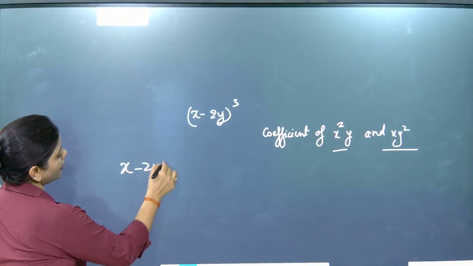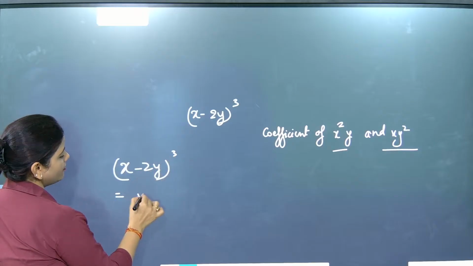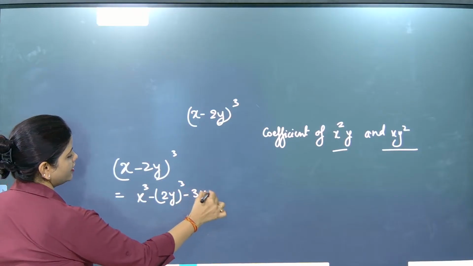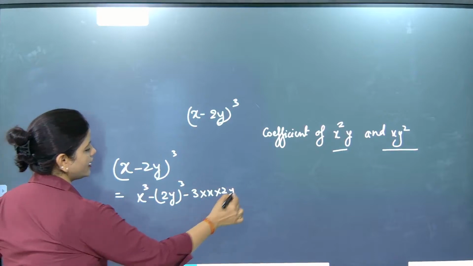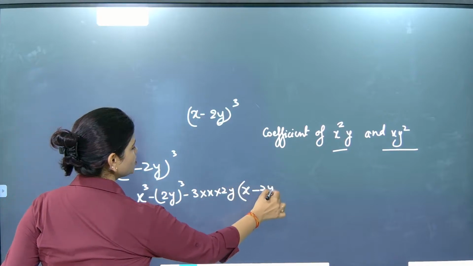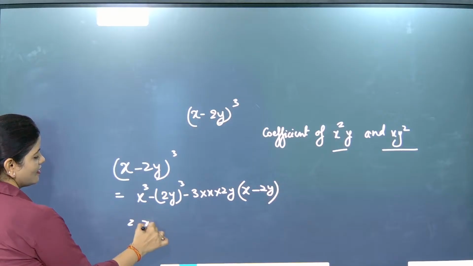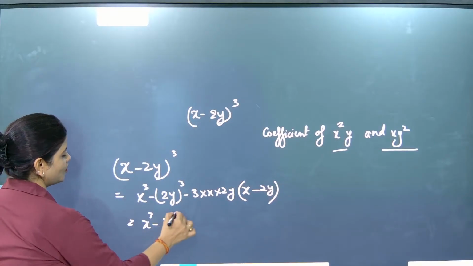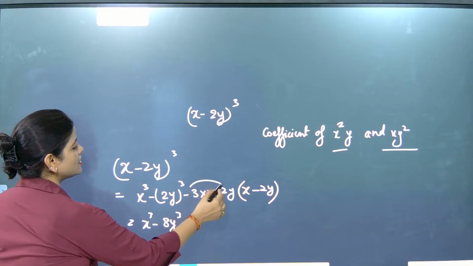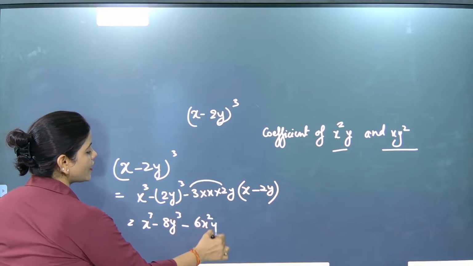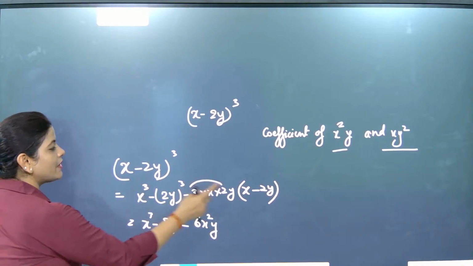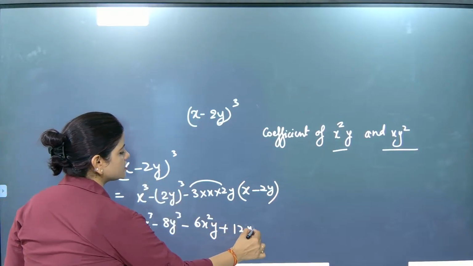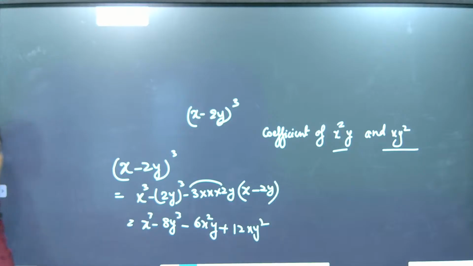Now let's see. (x minus 2y) whole cube will become x cube minus 2y whole cube minus 3 into x into 2y times (x minus 2y). So x cube minus 8y cube minus 6x square y plus 12xy square. Now beta, they ask what is the coefficient.